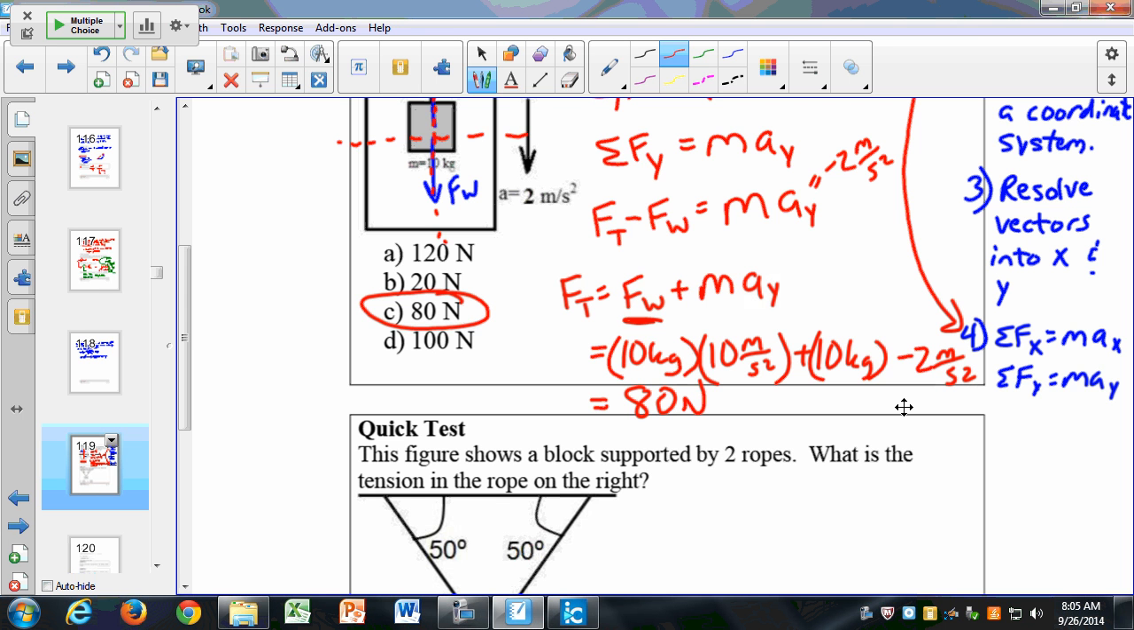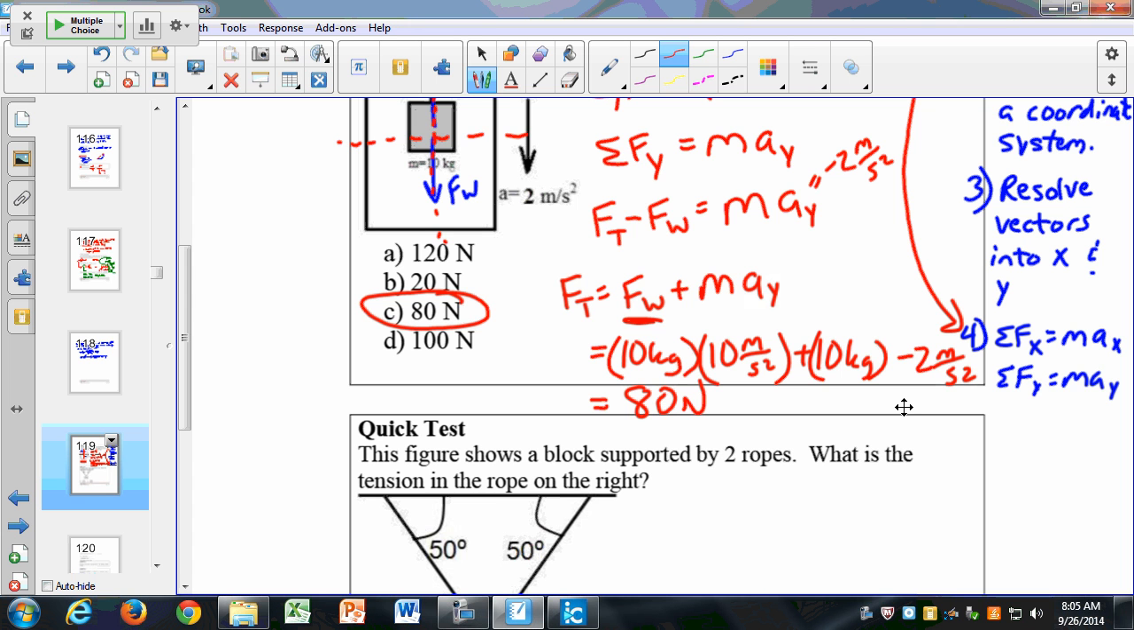Notice that if it wasn't moving at all, like if it wasn't accelerating, what would the tension in the rope be? It would be 100 newtons, which is equal to the weight. Right, but because it's accelerating downward, then the tension in the rope is going to be something less than 100, but not 0.